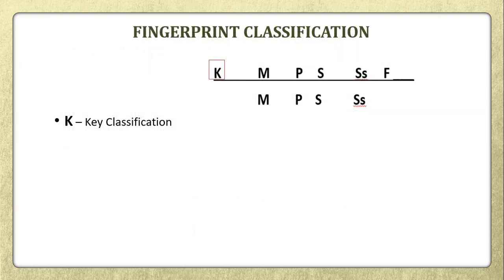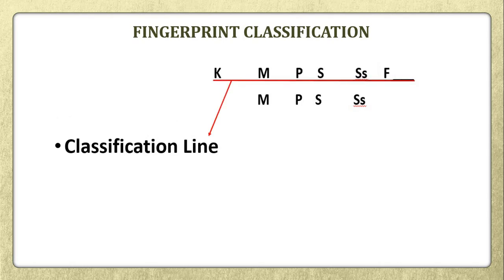So it is composed of the key classification, which was represented by the capital letter K, M or major classification, the P as the primary classification, the S as the secondary classification, and the SS as subsecondary classification, and the final classification represented by capital letter F. So the line between the classification formula is called the classification line.